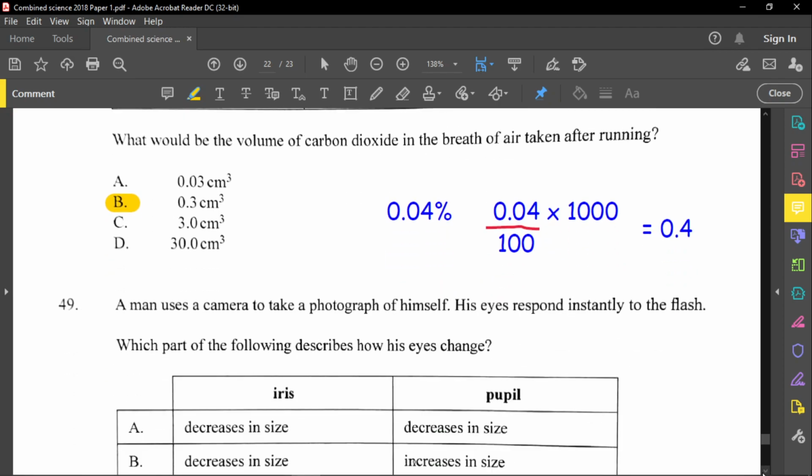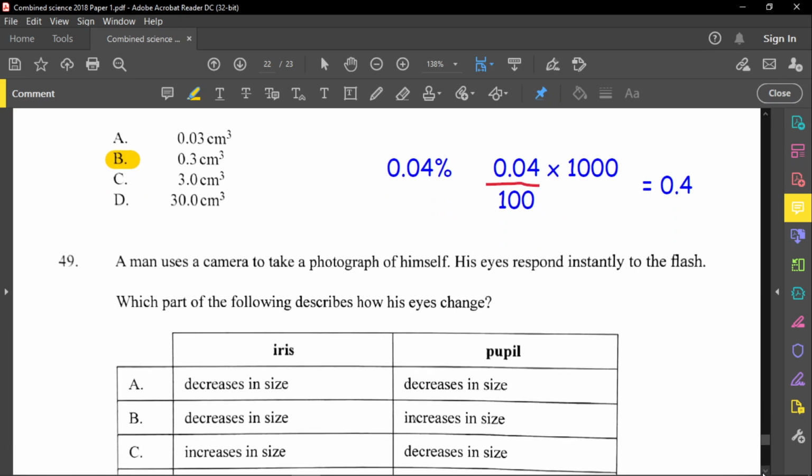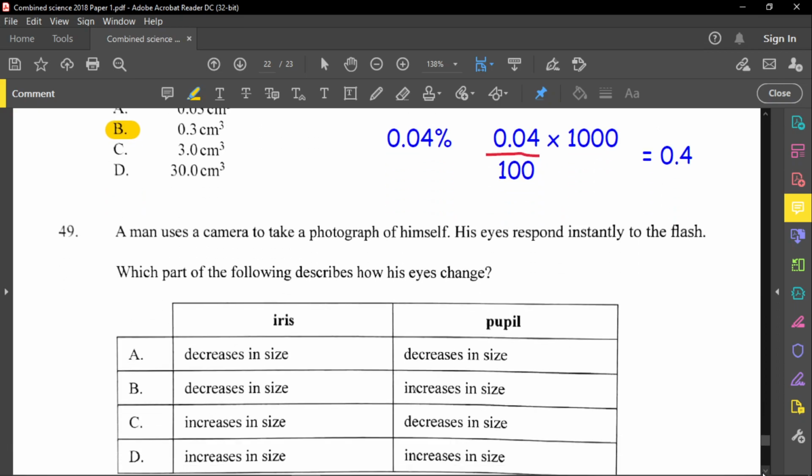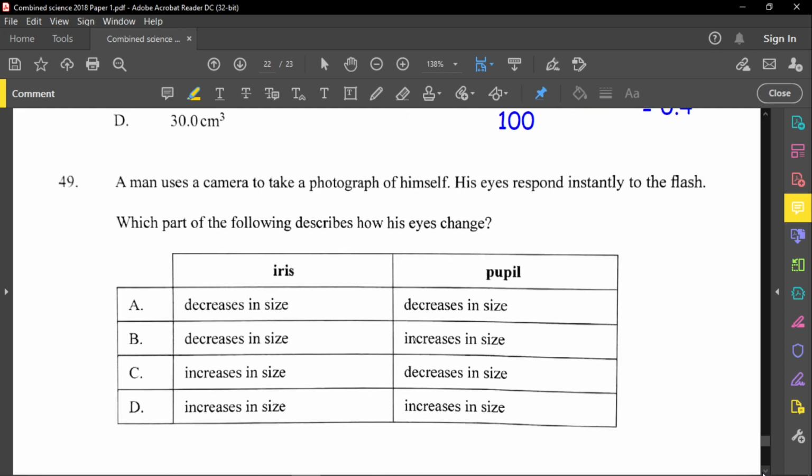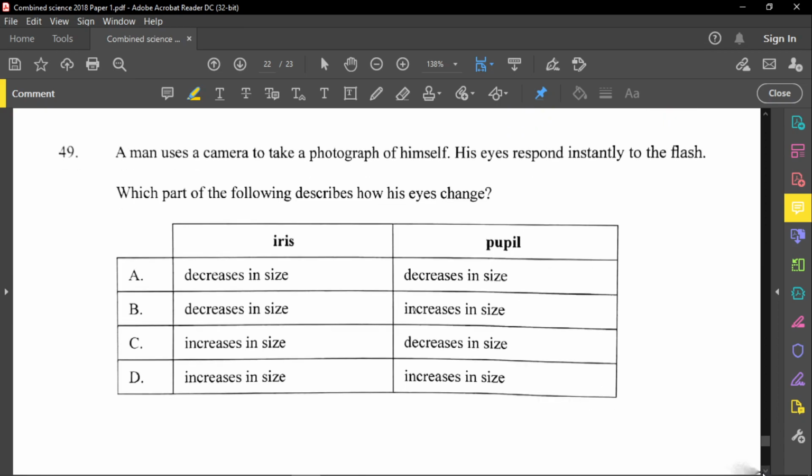All right. Now for 49, it said that a man uses a camera to take a photograph of himself. His eyes respond instantly to the flash. Which of the following describes how his eyes change? And remember, he is responding to a flash, which is a bright light. So if it's a bright light, that means the pupil will decrease to prevent a lot of light going in. So the only possible answers right here are those where the pupil decreases, so increases will be incorrect.